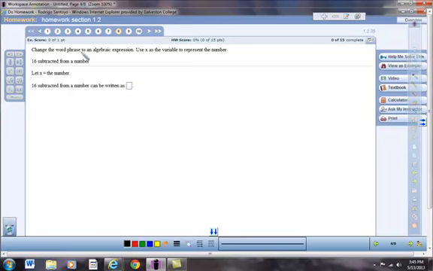Here they want you to change the word phrase to an algebraic expression. Remember, an algebraic expression just has numbers, variables, and mathematical operations. And here they're telling us that the variable we're going to be using is x. So this says 16 is subtracted from a number. X is the number. 16 subtracted from the number can be written as, well, 16 is being subtracted from x. Anytime it says subtracted from, less than, or difference, it's always going to be backwards. All they want you to do is write these words as an expression.